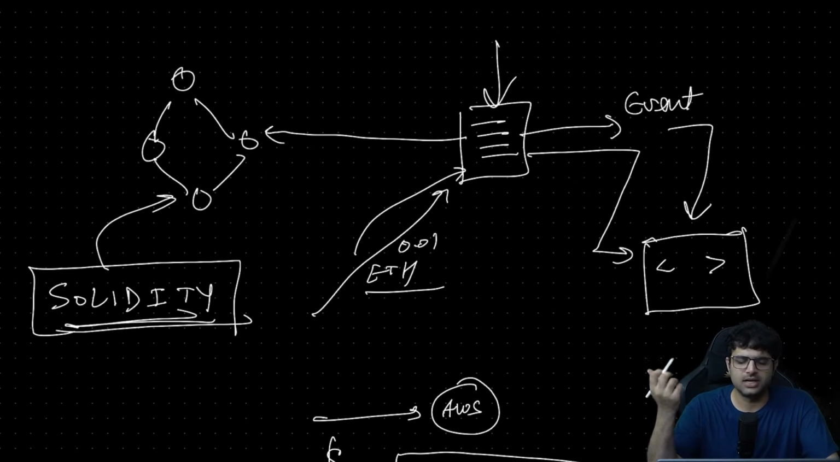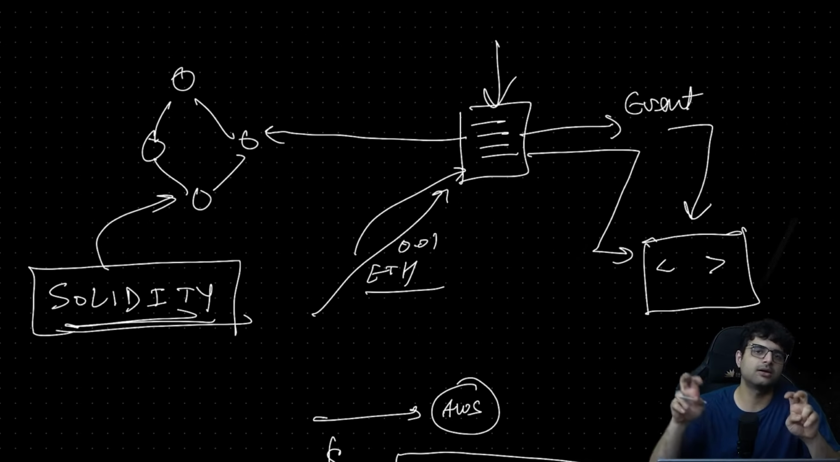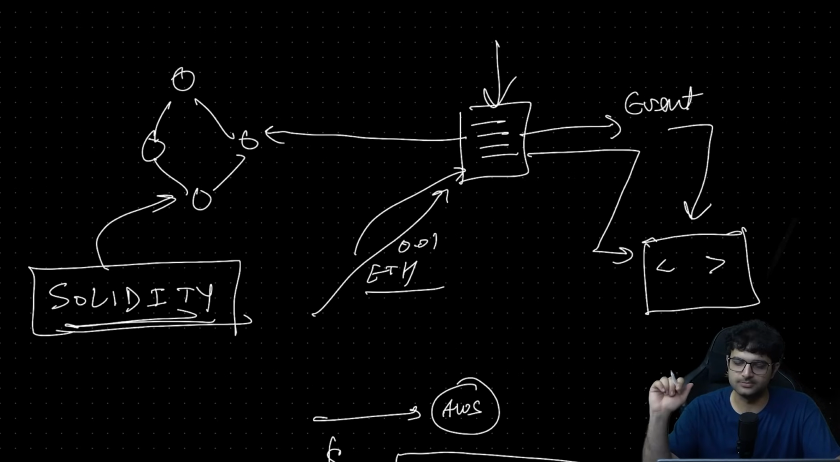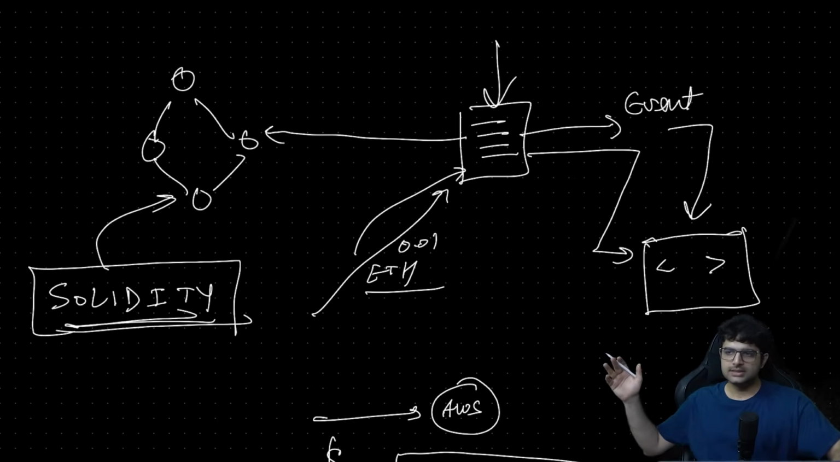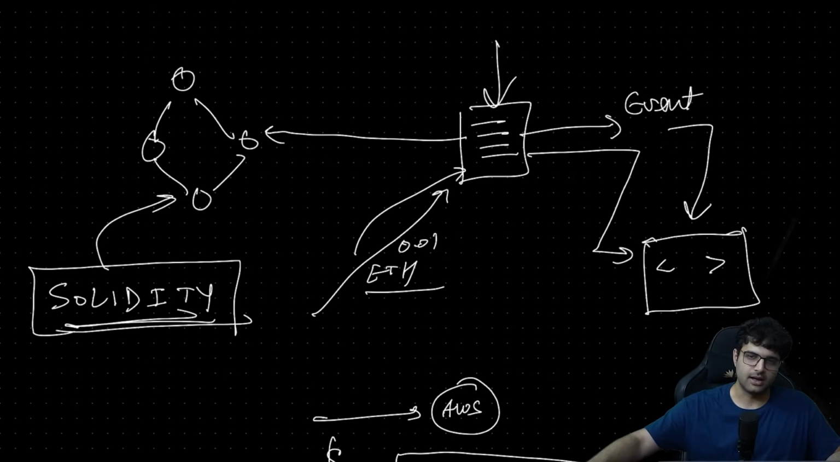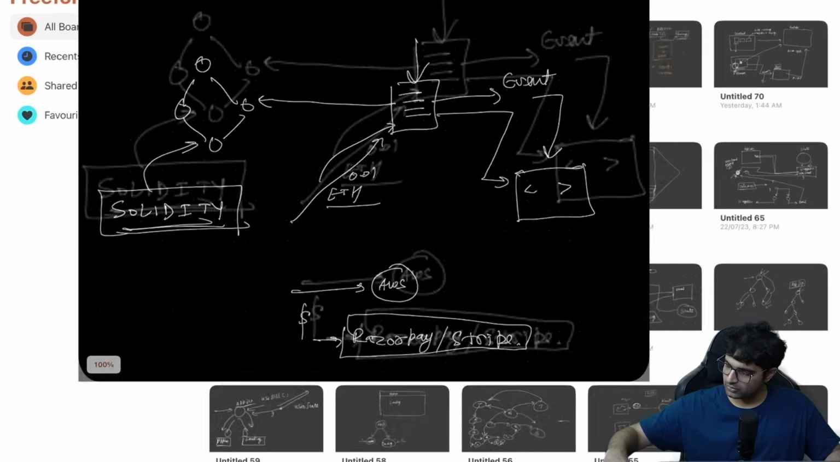Why a new language? That's what the Ethereum folks decided. Okay, we need a new language. And this is a very contract-centric language. So if you want to create a smart contract, it gives you the right constructs for it. Cool. For the next hour and a half or so, we are going to do this.